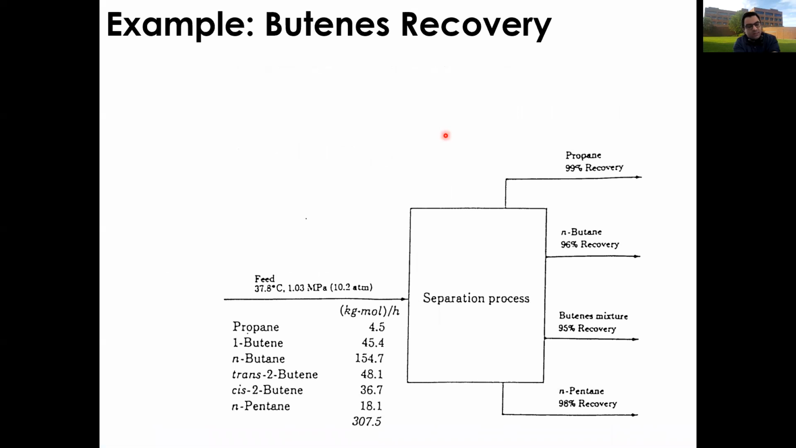So let's have a look at an example here: the butenes recovery example. In this case, I have a mixture of how many things? 1, 2, 3, 4, 5, 6. Propane, butane, butene, trans-butene, cis-butene, n-pentane, all types of junk in the stream. And you want a separation process to recover pure propane, n-butane, a mixture of the butenes, and n-pentane. I mean, you can't achieve this in one column, right? This is a multi-distillation problem.